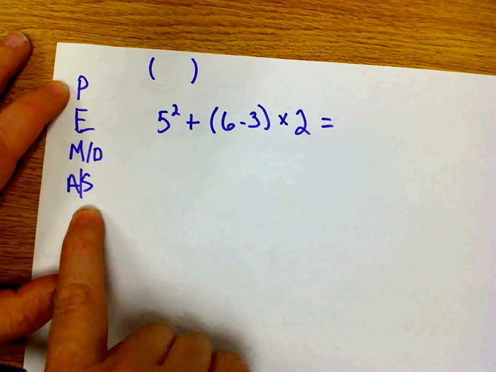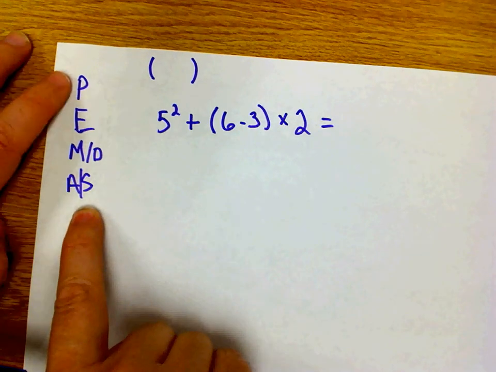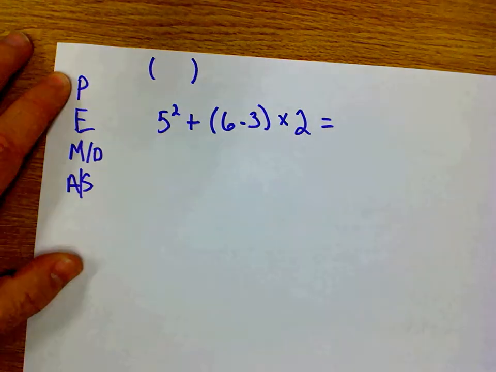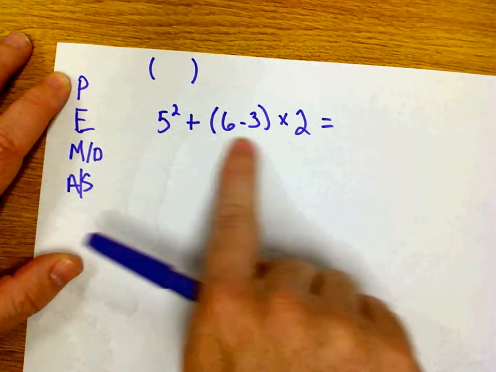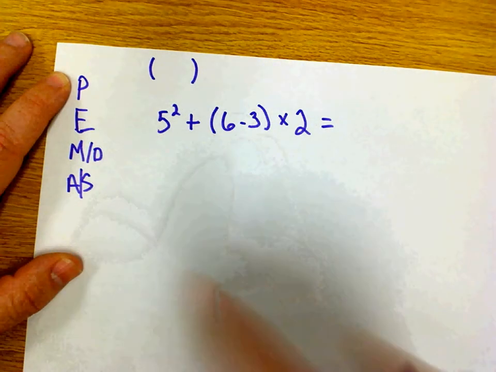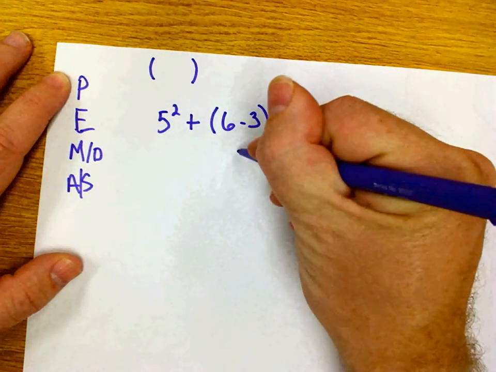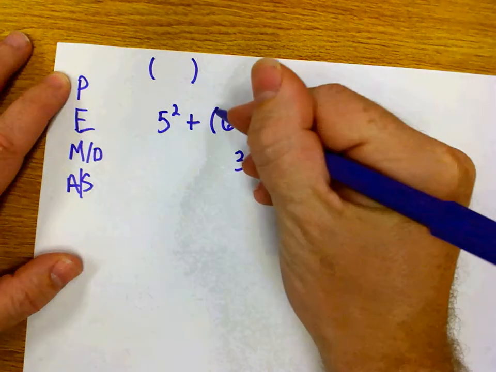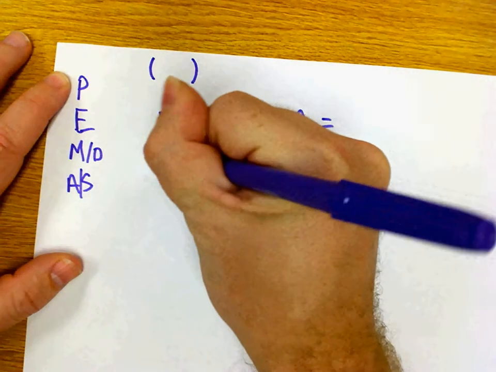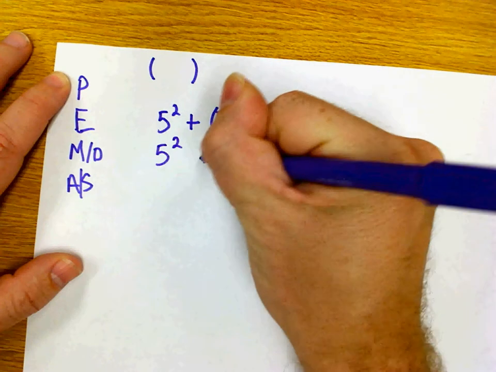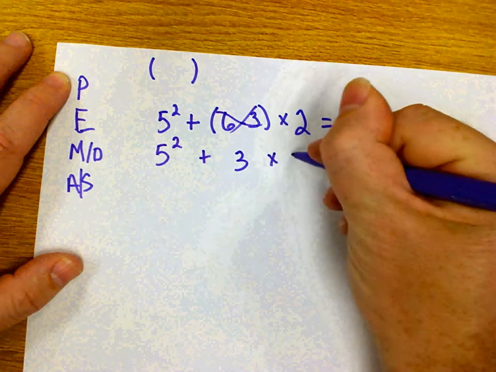What comes first always? Please, parentheses. We've got to do what's in parentheses first. There's my first parentheses going from left to right. Oop, parentheses. What's 6 minus 3? 3, okay? I'm going to cross that off and copy the rest of the problem down underneath it. 5 squared plus 3 times 2. I'm just copying this down.